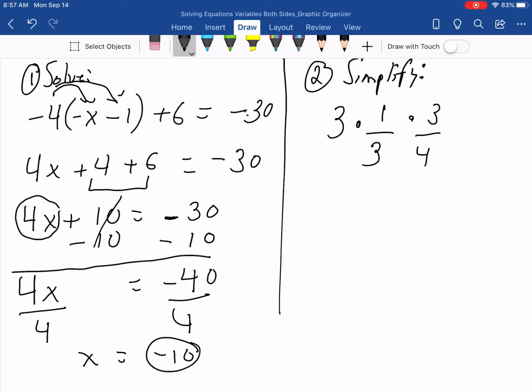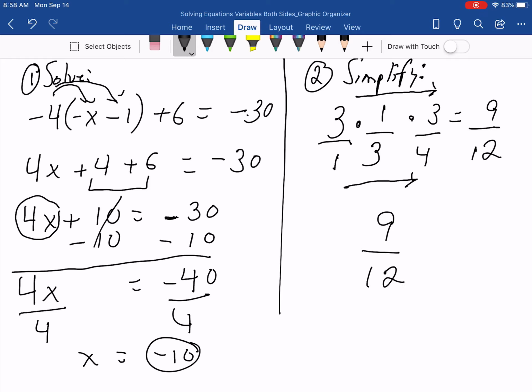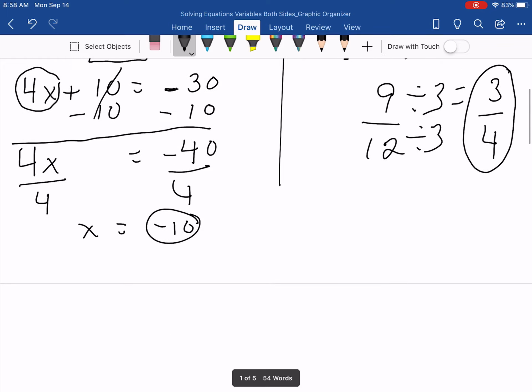Okay. Number 2, we're multiplying a whole number times 2 fractions. So we want to get everything into a fraction. So we're going to make 3 a fraction by making its denominator 1. All right. To turn any whole number into a fraction, just put it over 1. And then to multiply fractions, we multiply all the numerators and all the denominators. So 3 times 1 times 3, 9, over 1 times 3 times 4, 12. And then we can simplify. 9 and 12 are each divisible by 3. So that's going to be 3/4 in simplest form. Okay.